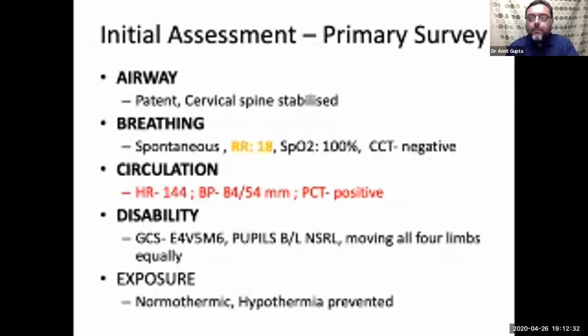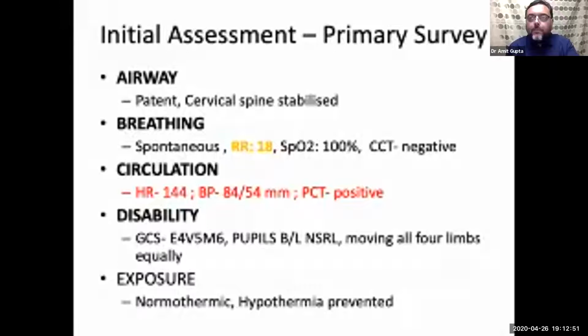Disability, again, GCS was fine. He was normothermic. Therefore, the standing out problem here, which you can all see, is that he is in definite shock. This patient is in shock, and in trauma, we always consider hemorrhagic shock until and unless proven otherwise.